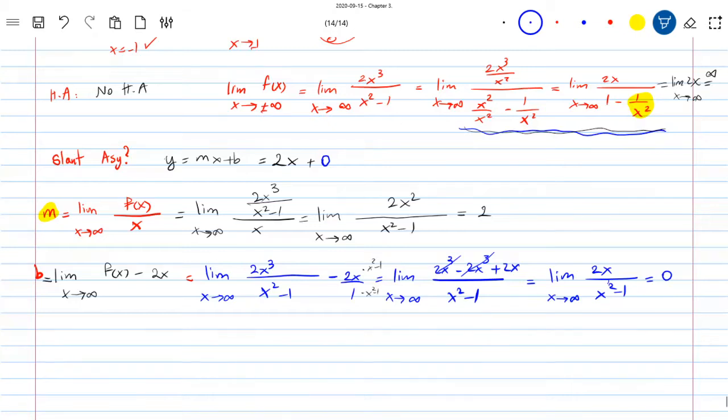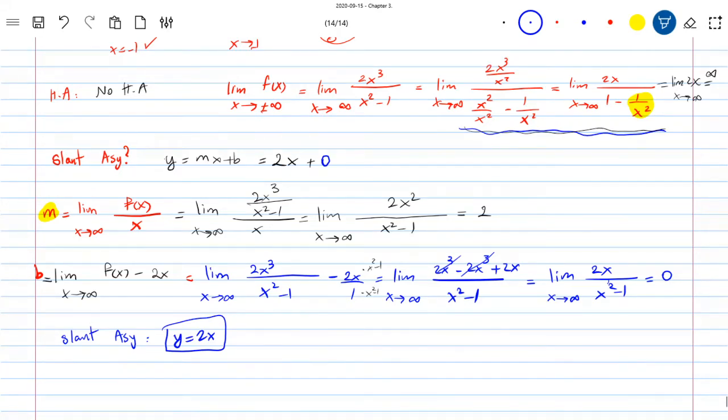So I found the slant asymptote. What is the slant asymptote? It is y equals 2x plus 0, which is simply just 2x. That means at the end, the function is going to approach this line. At infinity, if you calculate negative infinity, you still get the same result. So on both sides, you will approach the line y equals 2x. And the symmetry will tell you that this happens.